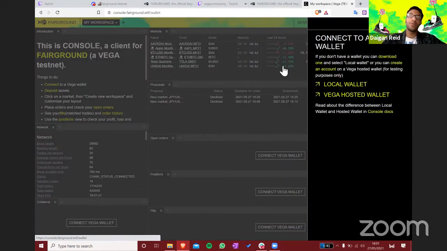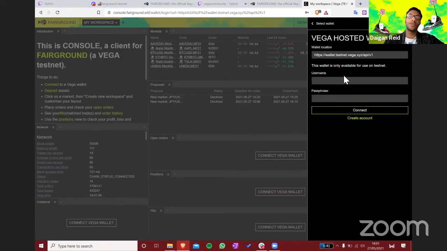You can either use a locally hosted wallet, and we have a tutorial for how to do that on our Medium pages, or you can find the info on our Discord as well. But I'm just going to make a Vega hosted wallet, which is a bit quicker just for the time being, to show you guys how to do it.